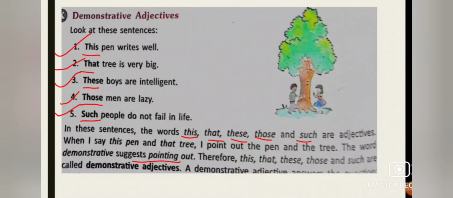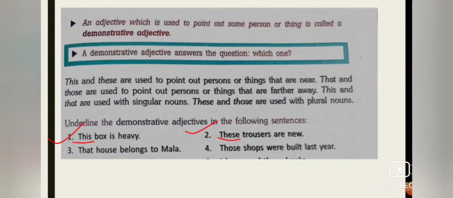So in these sentences the words this, that, these, those, such are adjectives. The word demonstrative suggests a pointing one. Therefore this, that, these, those and such are called demonstrative adjectives. For a proper definition, an adjective which is used to point out some person or thing is called a demonstrative adjective. A demonstrative adjective answers the question which one.